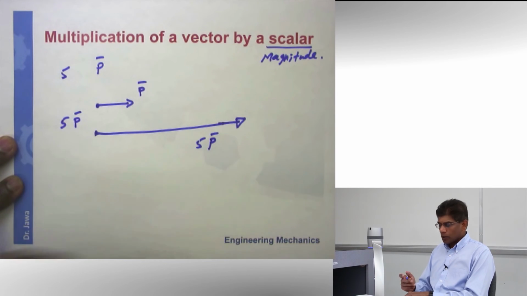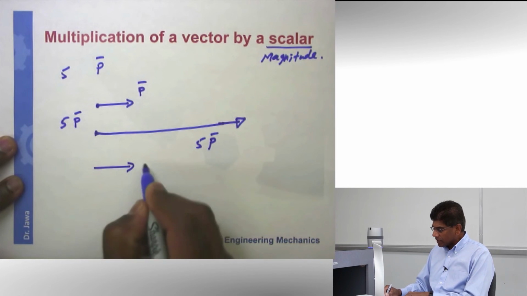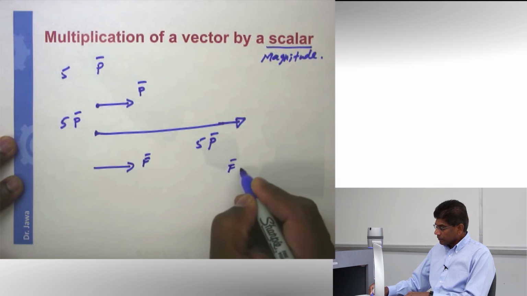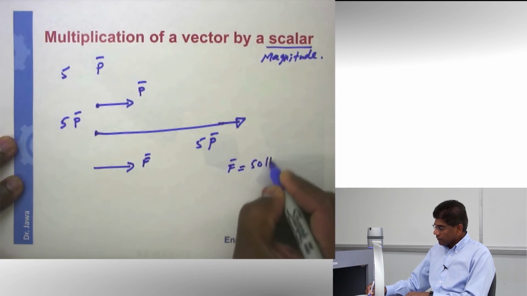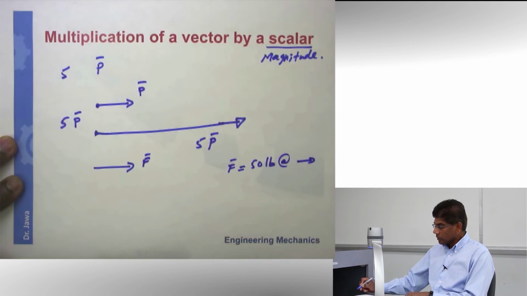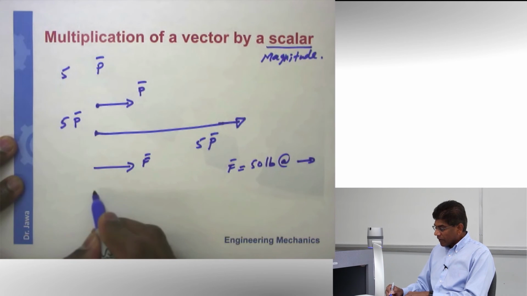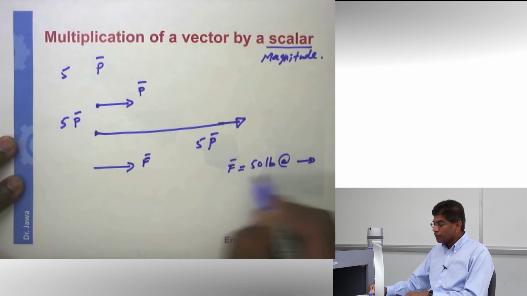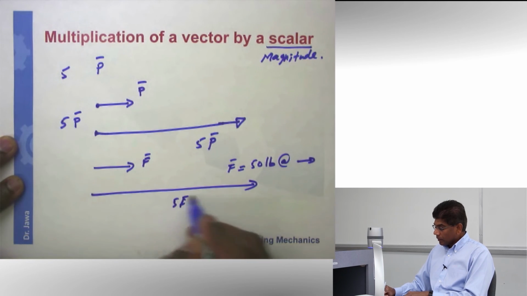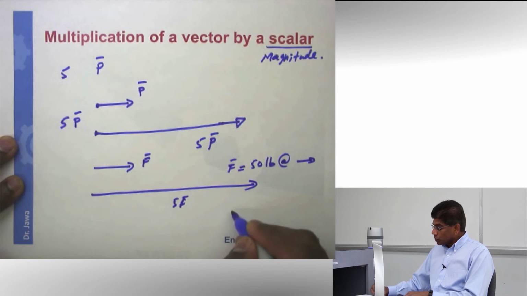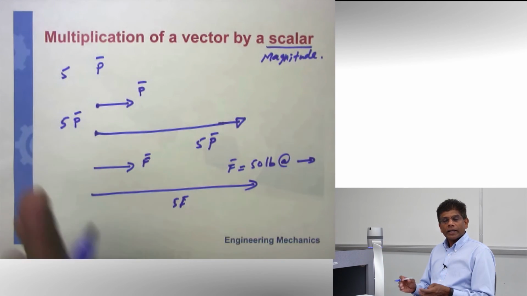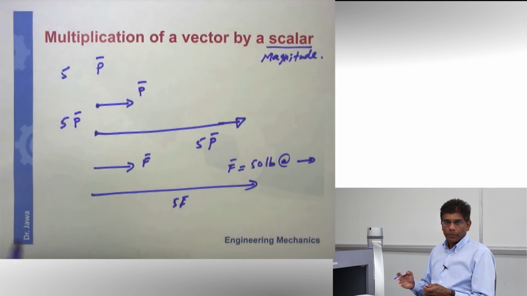If your force vector was, say, 50 pounds, let's say here is a force vector, and this force vector is equal to 50 pounds at this direction along the x-axis. Now if I say 5F, it will become 5 times larger like that, which means it is going to be 250 pounds in its magnitude. All right? I think it's pretty straightforward and simple.